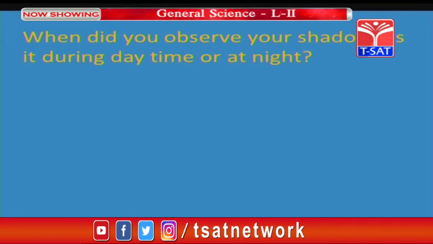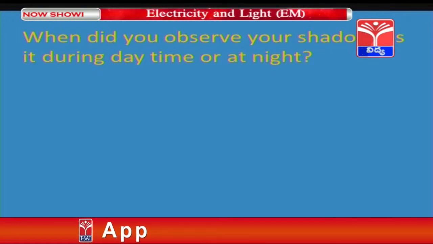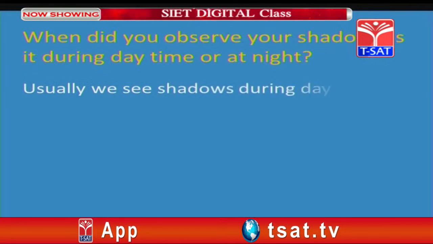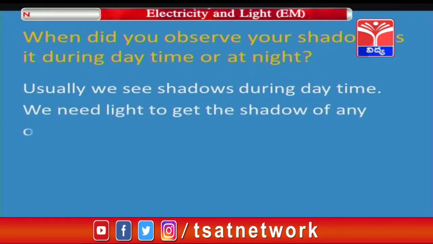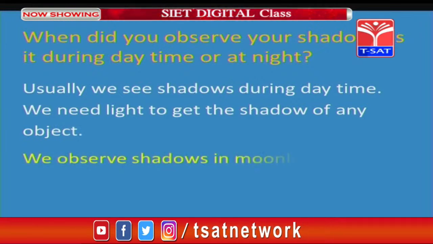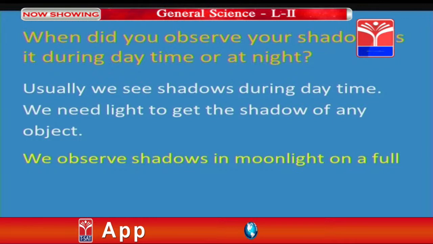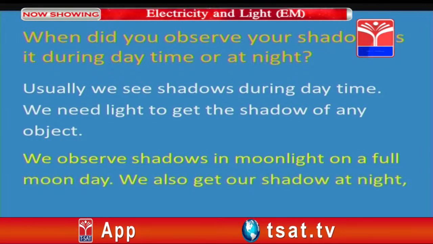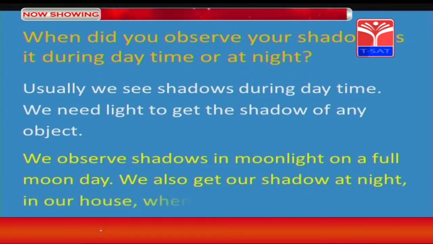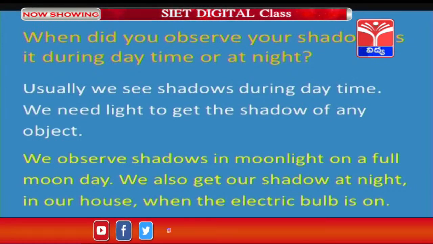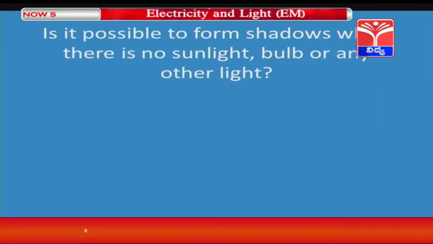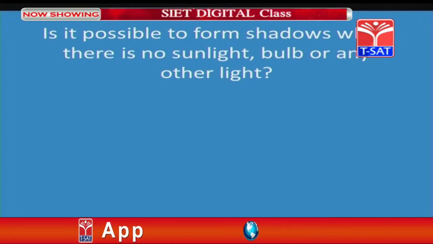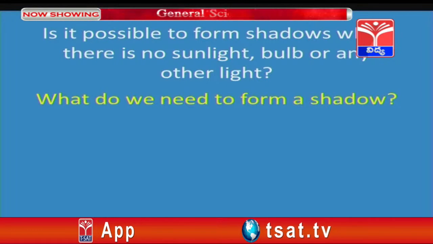When did you observe your shadow? Is it during daytime or night? Usually we see shadows during daytime. We need light to get the shadow of any object. We observe shadows in moonlight on a full moon day. We also get our shadow at night in our house when the electric bulb is in on position. Is it possible to form shadows when there is no sunlight, bulb or any other light? What do we need to form a shadow?